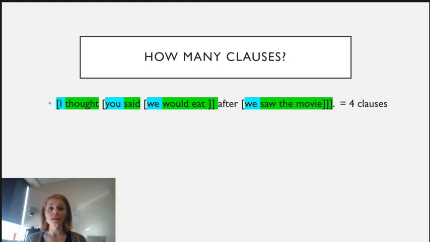And one of the easy ways that I have found to count clauses in sentences is to identify the main verbs and count how many main verbs there are, and that will tell you how many clauses are in a sentence. So in this sentence, we have the main verbs thought, said, eat, and saw. We have 4 main verbs and 4 clauses. All right, so let's try a few more.